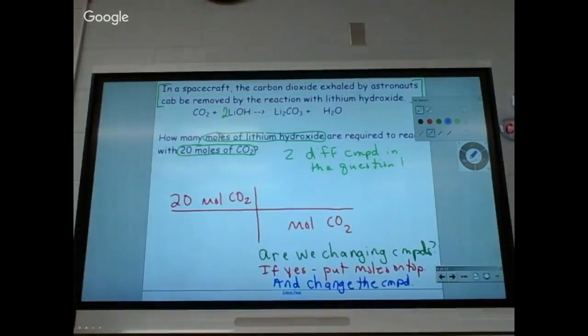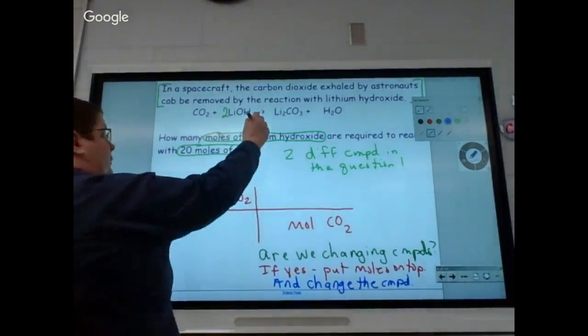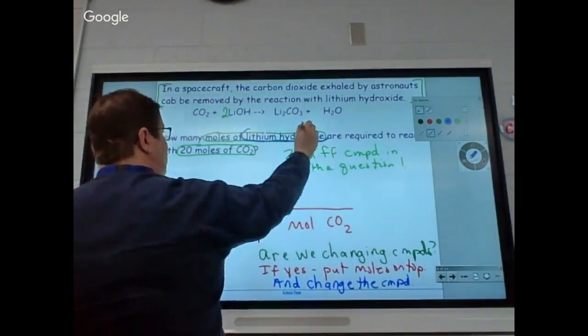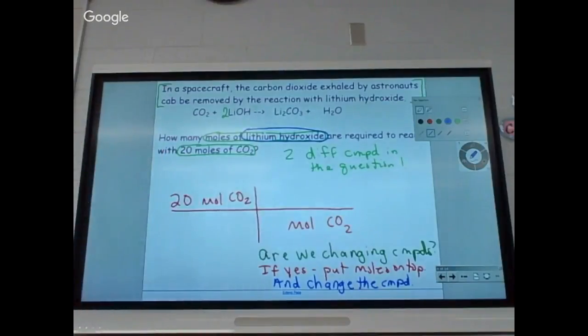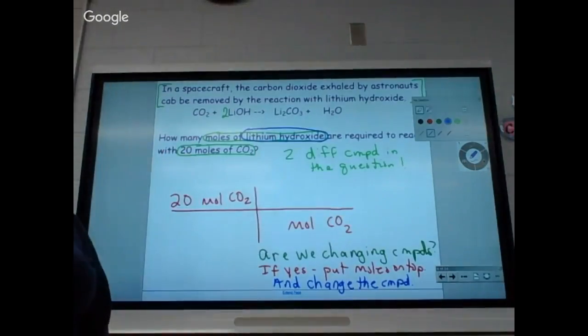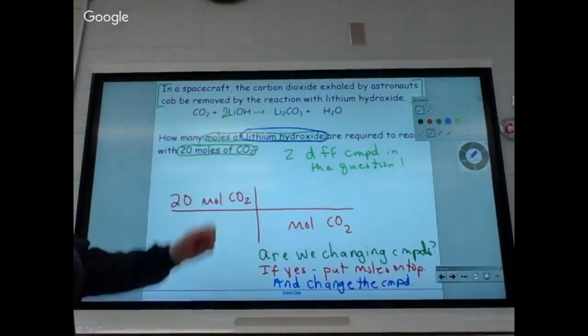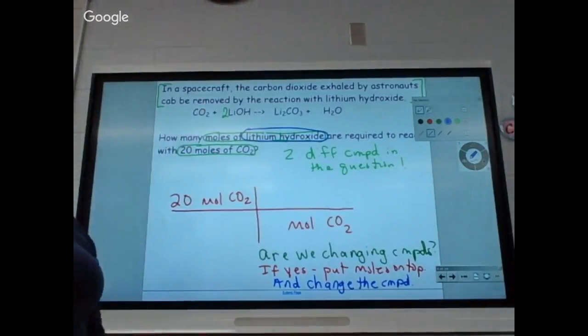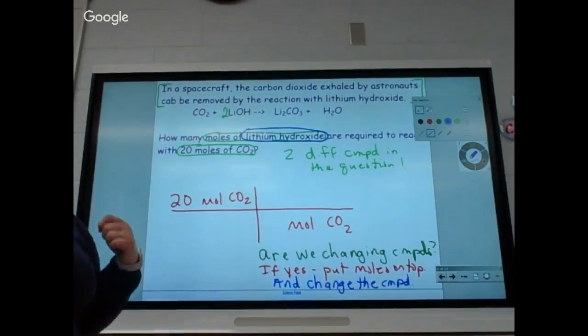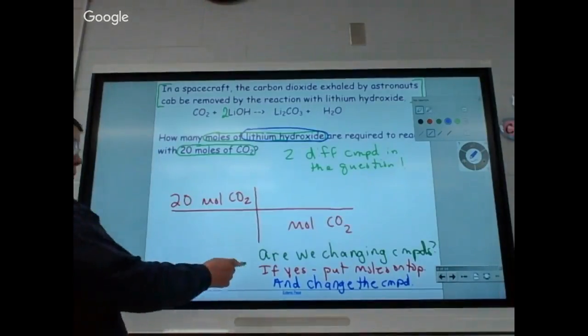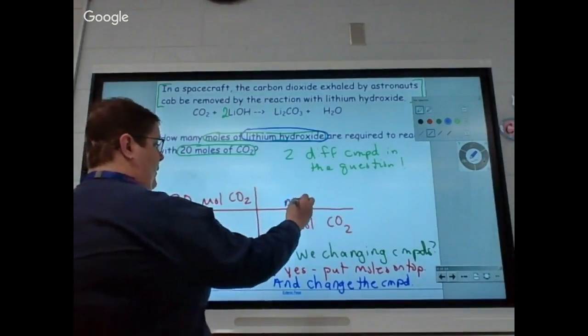So, are we changing compounds? Well, what did the question ask you for? It asked you for lithium hydroxide. Is that asking you to change the compound? Yes, it wants something different. It gave you carbon dioxide and it wants lithium hydroxide. You are being asked to change the compound. So the answer is yes. So what must we put on the top line? We have to put moles on the top line.